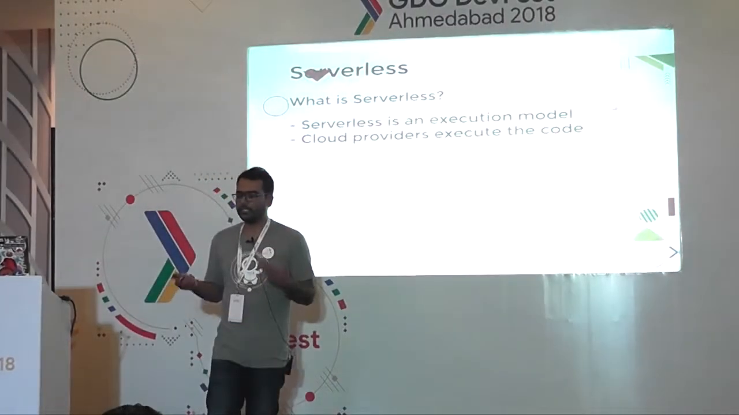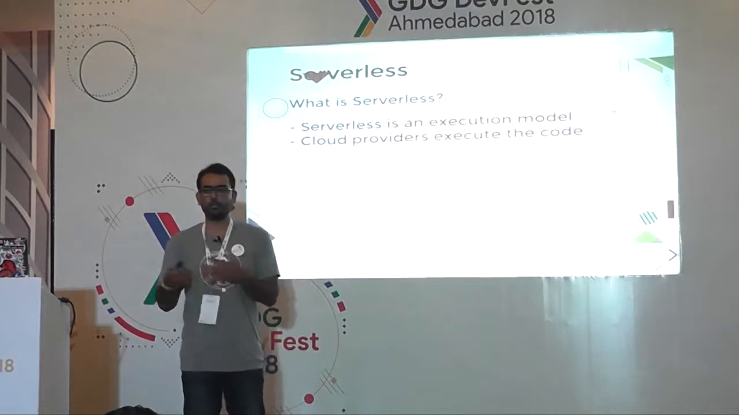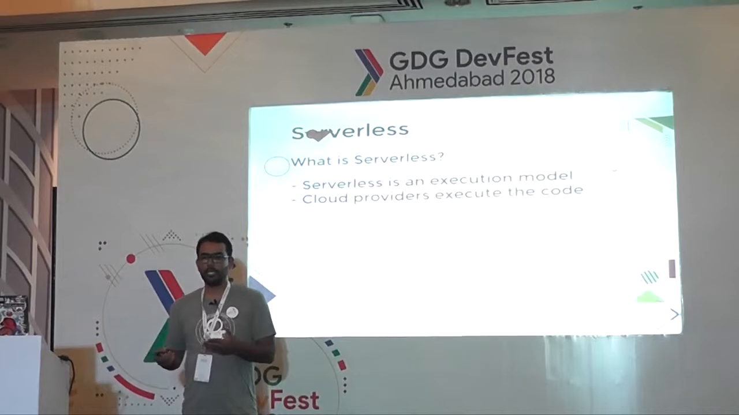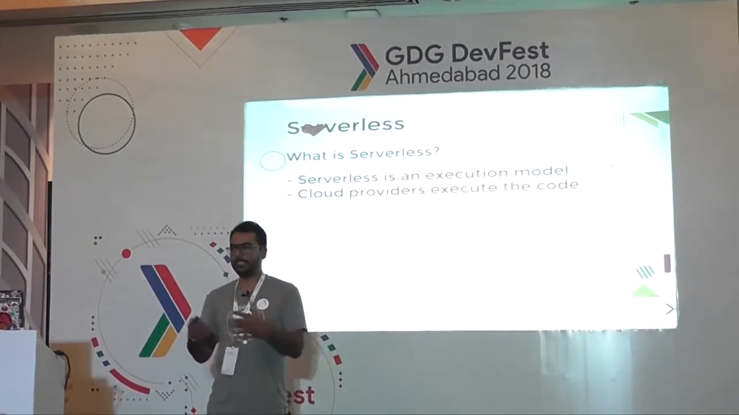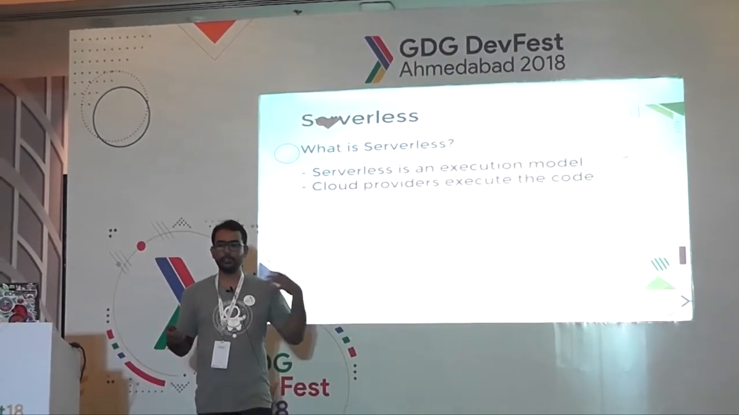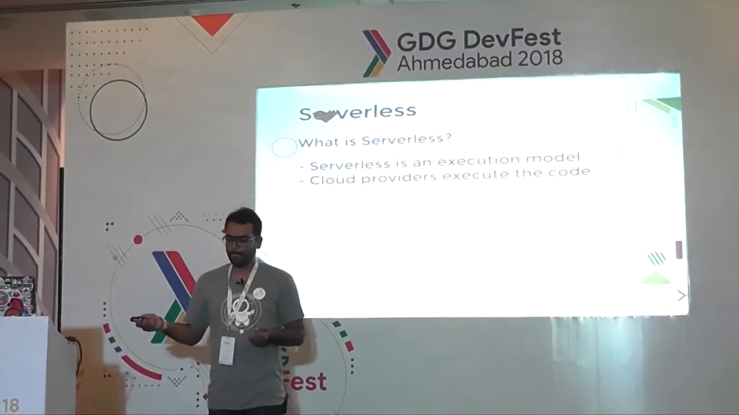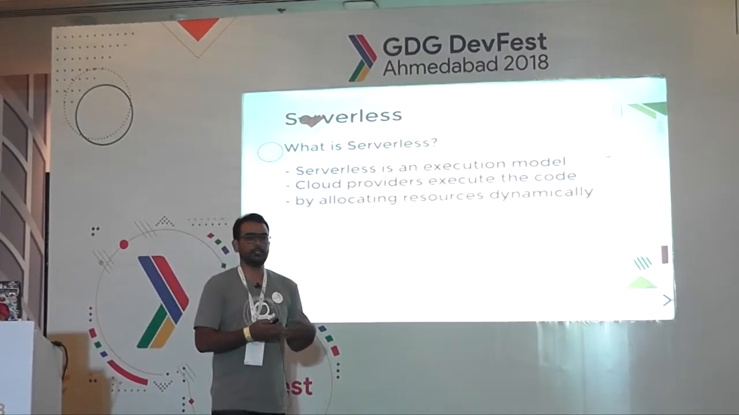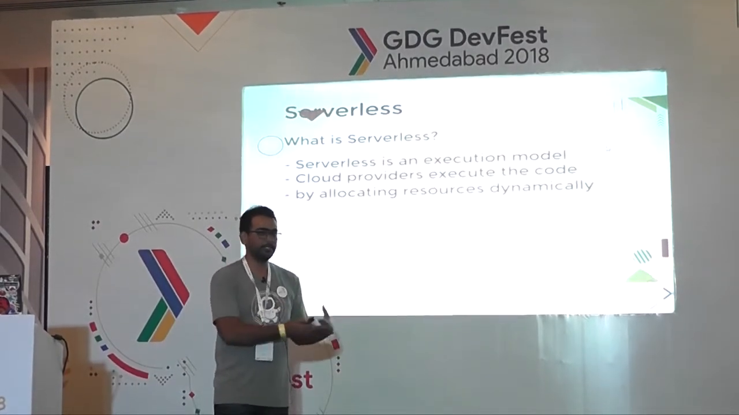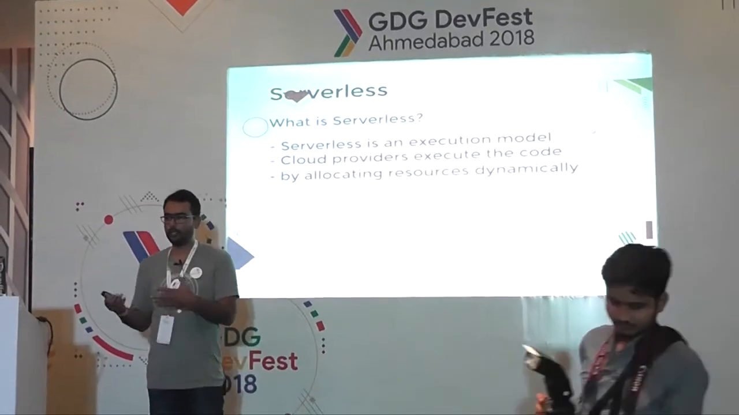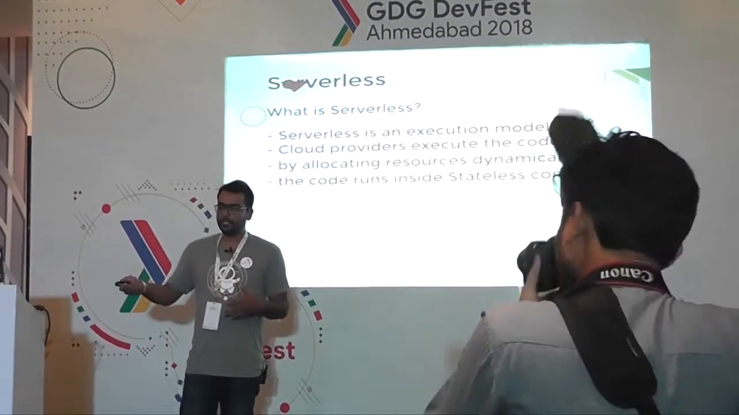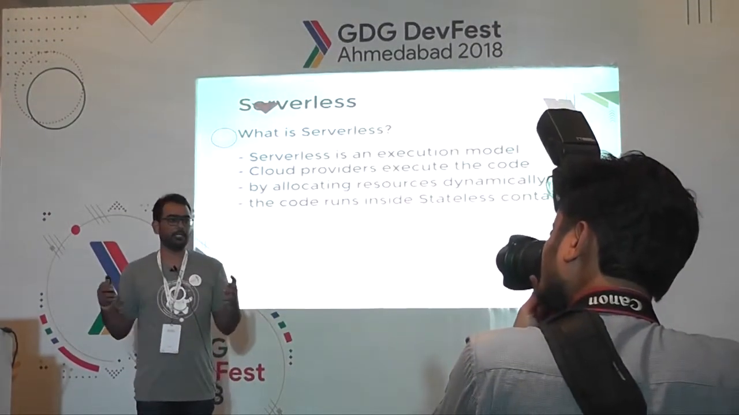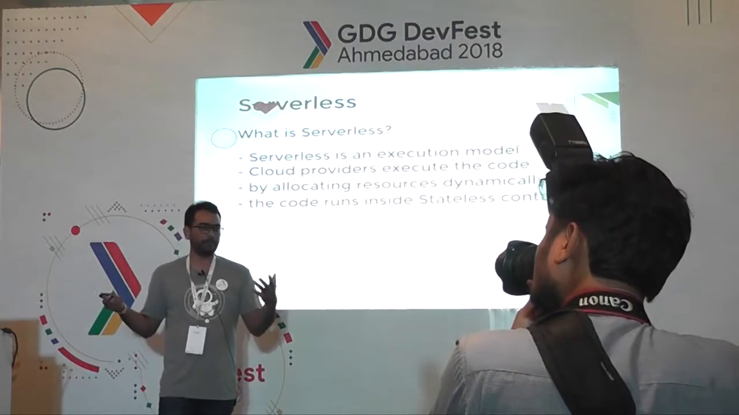And who executes these codes? The cloud providers. Who are the cloud providers? Google Cloud, AWS Lambda, Azure. We'll see more providers which are doing the cloud provider part. And how do they help run the code? By allocating the resources your function and your code need, they allocate dynamically, and it runs inside the stateless container. So it doesn't depend on the environment or the architecture or the framework.